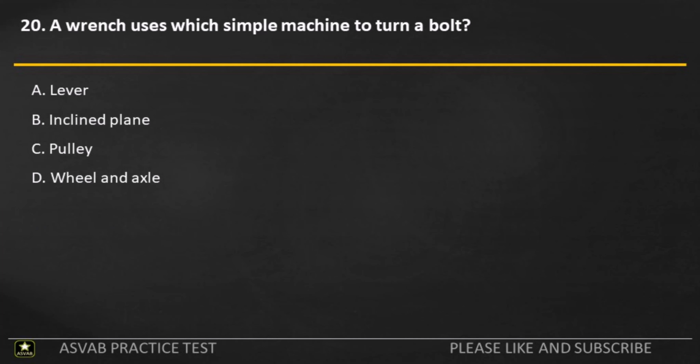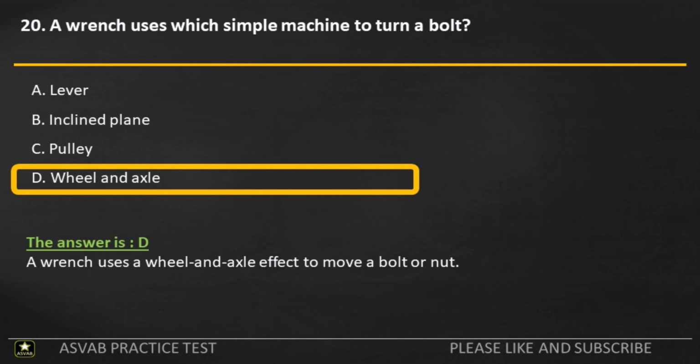20. A wrench uses which simple machine to turn a bolt? A. Lever. B. Inclined plane. C. Pulley. D. Wheel and axle. The answer is D. A wrench uses a wheel and axle effect to move a bolt or nut.